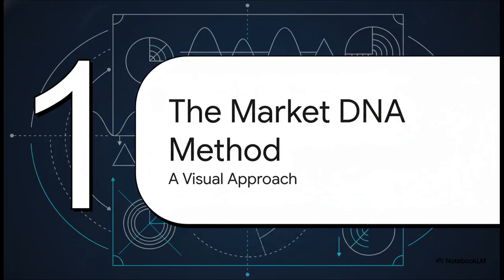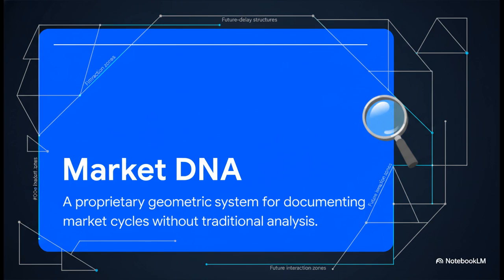Let's take a closer look at this visual approach. So, what exactly is market DNA? Well, it's a proprietary geometric system, and its whole purpose is to document market cycles. Now, the key thing here, and this is really important, is that it does this without using any of the traditional tools. We're talking no technical indicators, no fundamental analysis. It's a completely self-contained system.